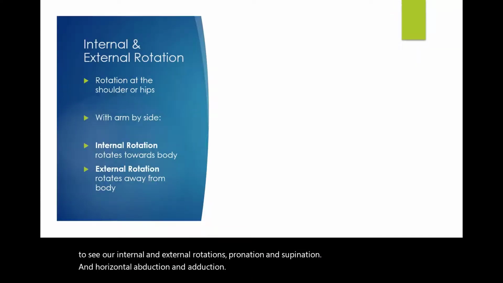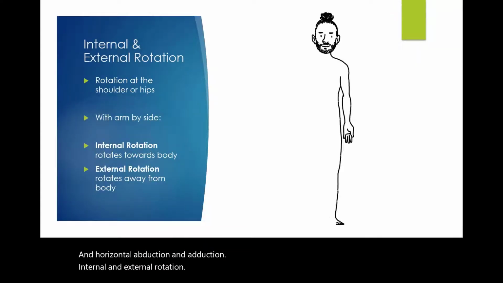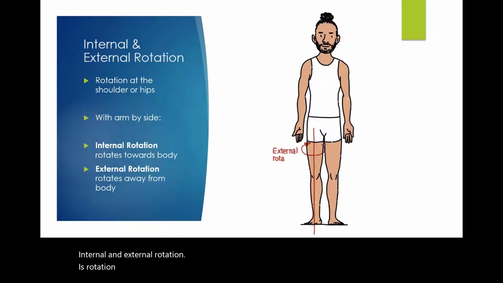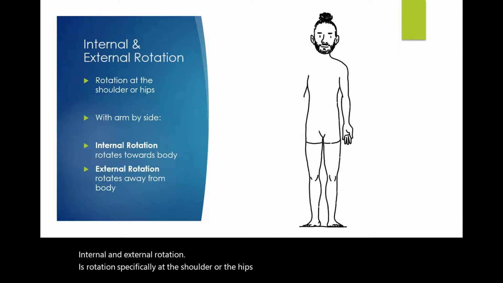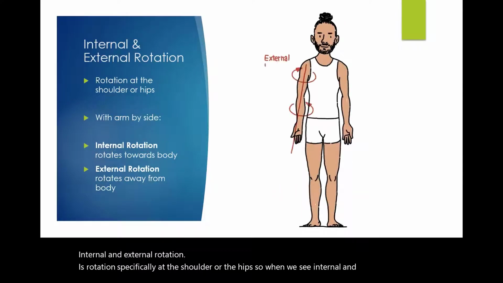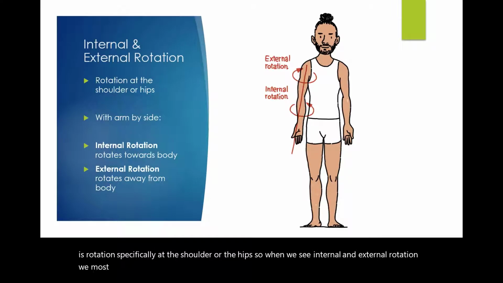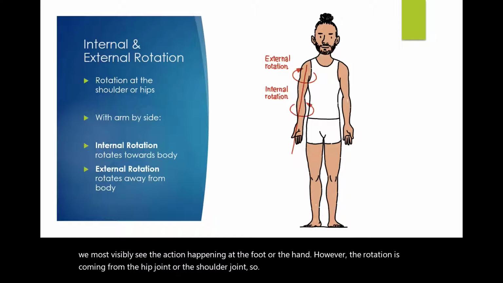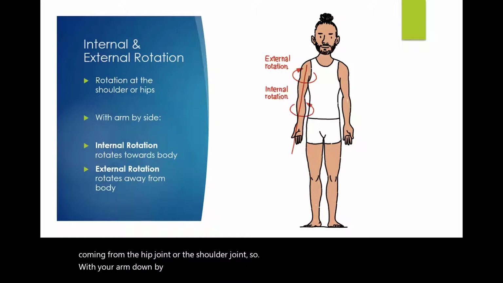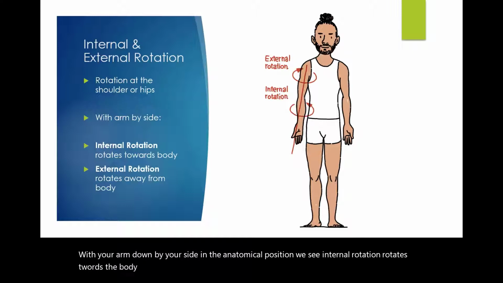Internal and external rotation is rotation specifically at the shoulder or the hips. When we see internal and external rotation, we most visibly see the action happening at the foot or the hand. However, the rotation is coming from the hip joint or the shoulder joint. So with your arm down by your side in the anatomical position, internal rotation rotates towards the body, and external rotation rotates away from the body.